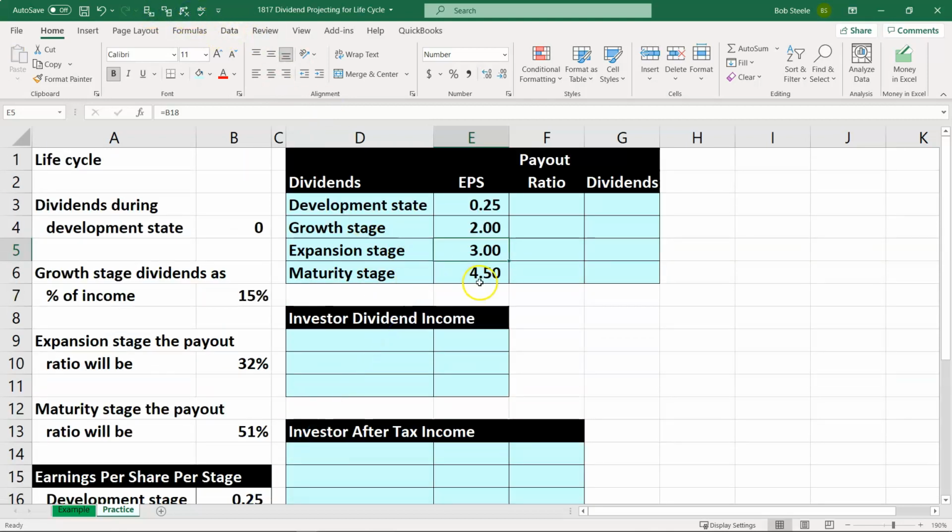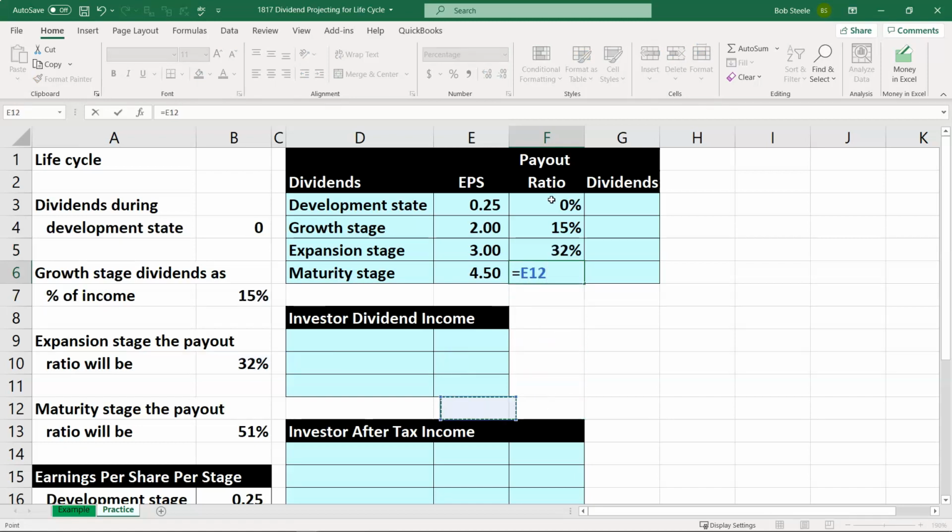Closing that up, then we have the ratios that we need to pick up. That's going to be these items. So we'll pick up the percent ratio for the development stage, which of course is 0. Then we'll take a look at the growth stage, 15%. I'm going to make all 4 of these a percent type of cell, selecting the cells, number group, percentifying it. Then we will pick up the next stage, which is the expansion stage, the 32%, and finally the maturity stage at the 51%.